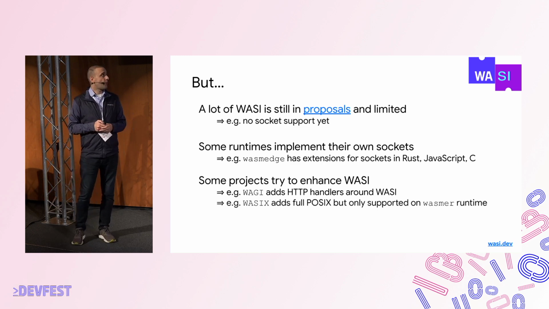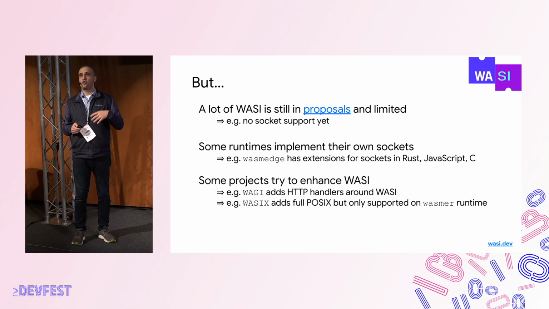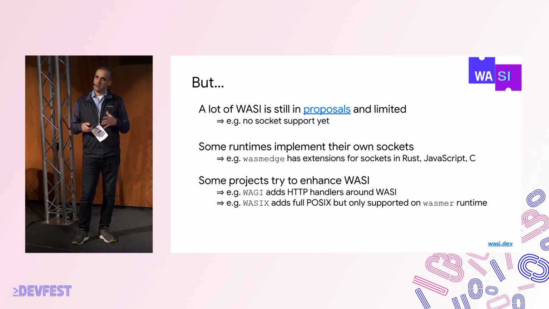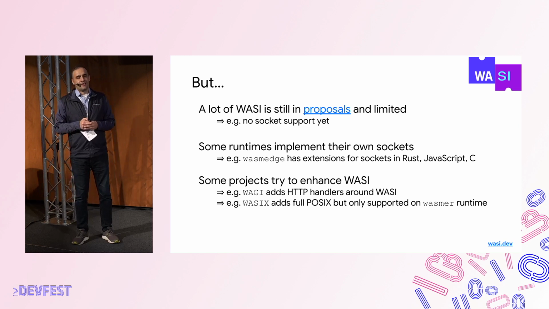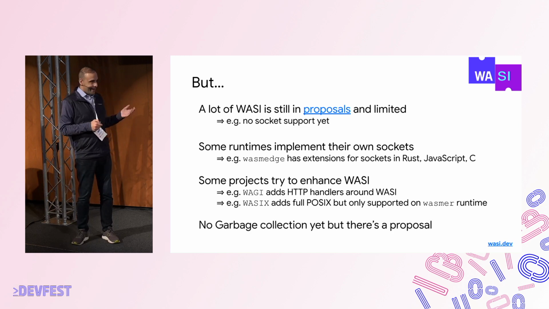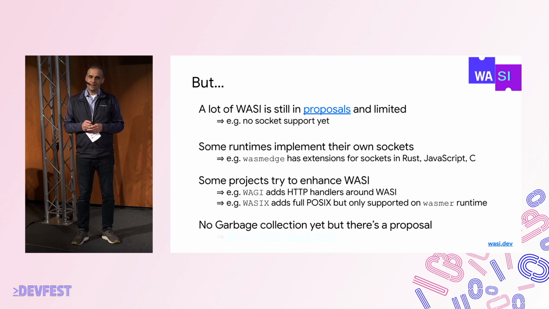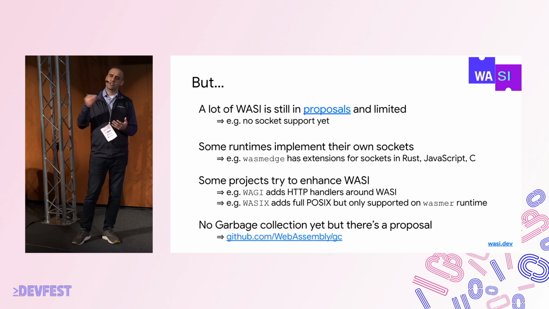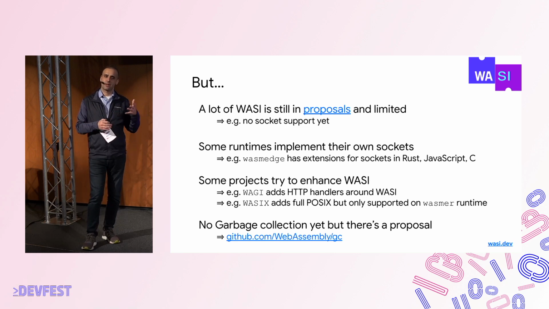There's a whole new project called WASIX that tries to add full POSIX support on top of WASI, but it's a little bit controversial, and I'll explain why later. And there's no garbage collection yet in WebAssembly, but there's a proposal. And actually, I just learned a couple of days ago that Chrome now supports WebAssembly garbage collection, so I need to look into that.